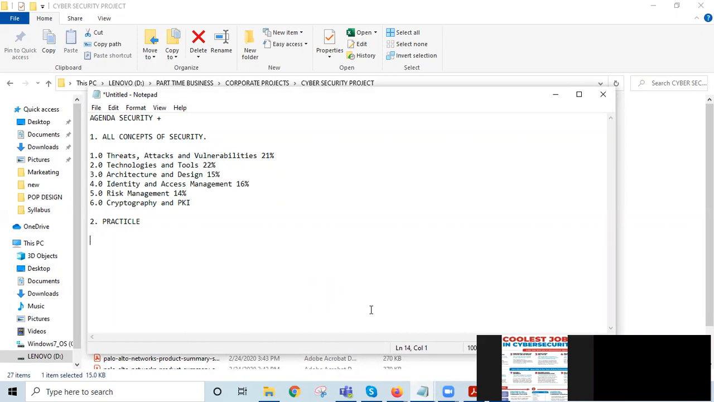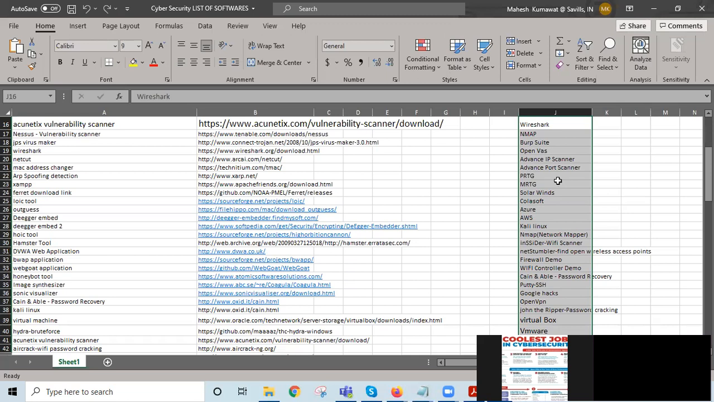Okay, so these tools are basically license tools, MRTG, PRTG, no problem with this. But a trial license will be available. Suppose I'm talking about AWS, Azure sort of things. AWS comes with a 1 year trial license. Azure comes under a 30 day trial license. SolarWinds also comes with licenses.